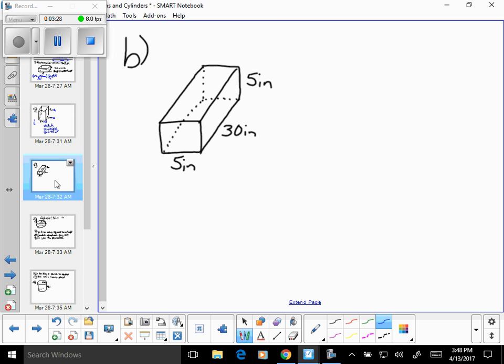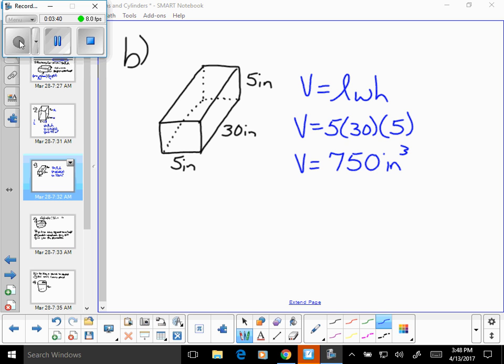Example B is another rectangular prism. At this point, I would like for you to hit pause and you do the problem. And then I'll show you how it is done. All right, class, how'd you do? Did you get the 750? If you did not, you better hit pause, look at what I did, and then fix up your notes. If you have a question, this is a good time to get a little piece of sticky note or something and jot that you need a question.